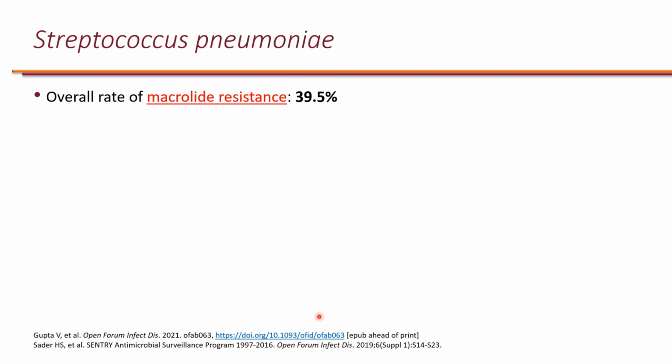Now, let's take a look at the rate of resistance in Streptococcus pneumoniae. The overall rate of macrolide resistance is almost 40%, and the rate is actually higher in the ambulatory care setting compared to the inpatient setting.